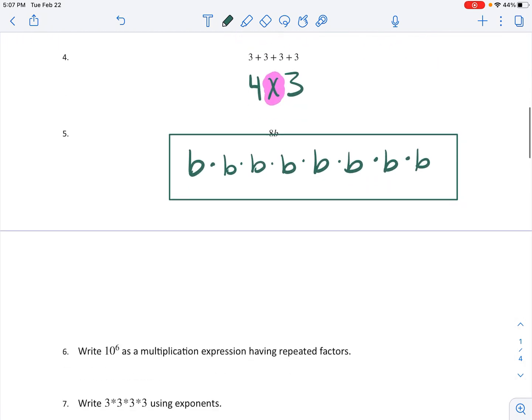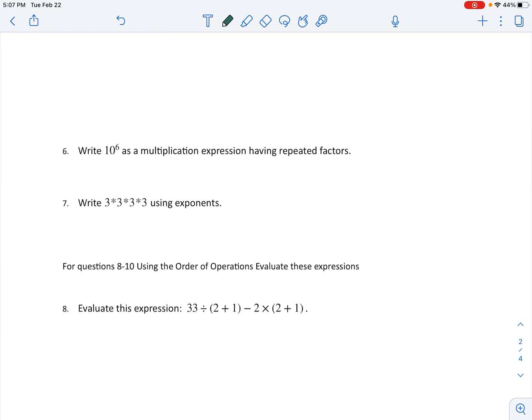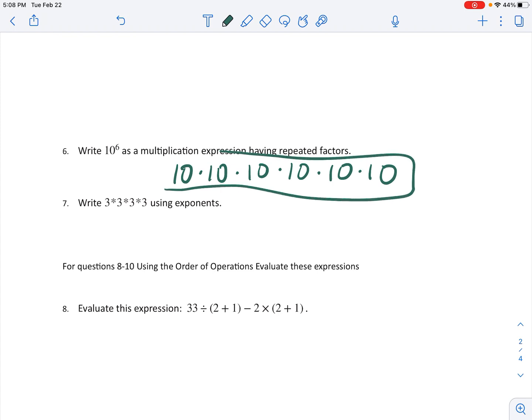All right, let's keep moving on. Number 6 says write 10 to the 6th power as a multiplication expression having repeated factors. So all we're doing is multiplying 10 by itself 6 times. So our answer here would be 10 times 10 times 10 times 10 times 10 times 10. And that's all we have to write.